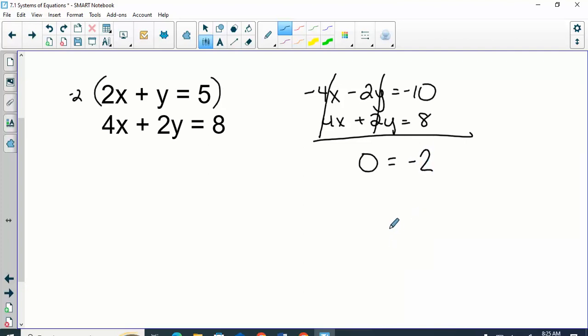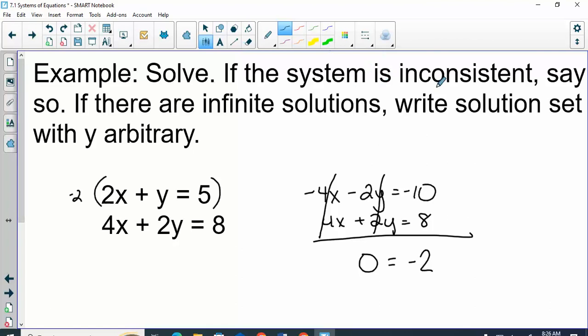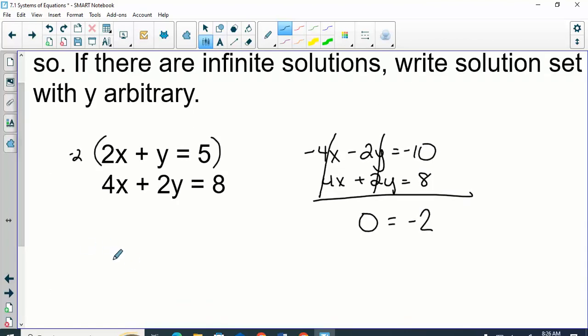0 is not -2. So it's not the fact that both variables cancel that makes it inconsistent. It's the fact that this is a false statement. 0 does not equal -2. So in this scenario, your directions will tell you that you have to identify any inconsistent systems, but we also need to give the solution. What is the solution here?